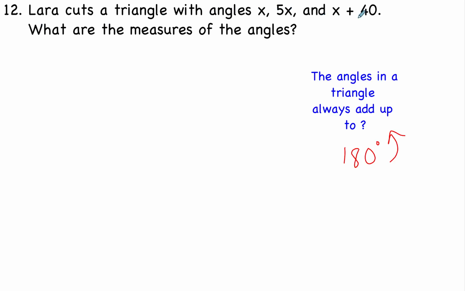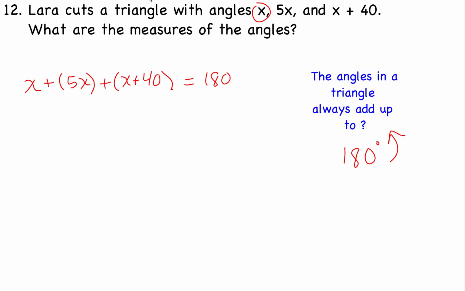So if she cuts a triangle with these three angles, to find the measures of the angles, we need to write an equation. So first of all, we have one angle is x, so we're going to add that angle, plus the second angle, which is 5x, plus the third angle, which is x plus 40. So the sum of the three angles in any triangle add to 180 degrees. So there is our equation.